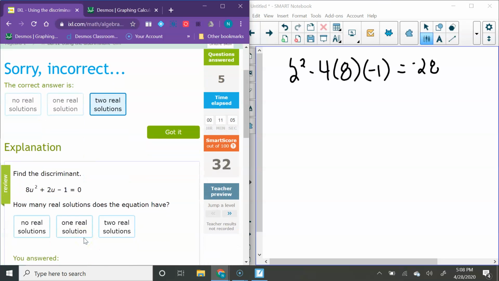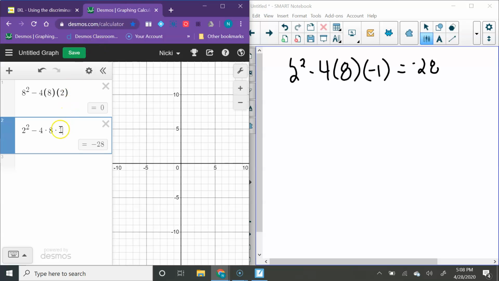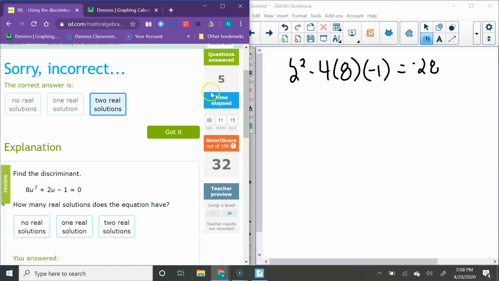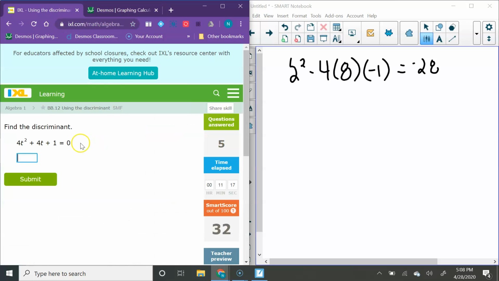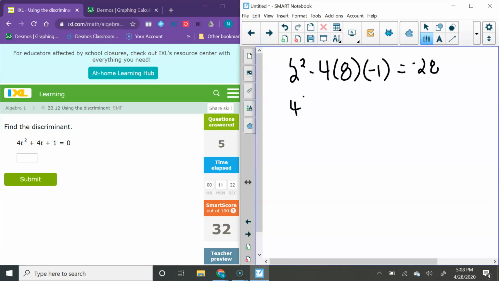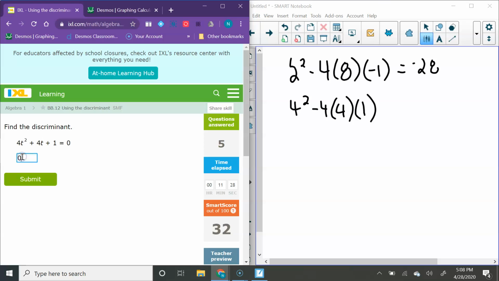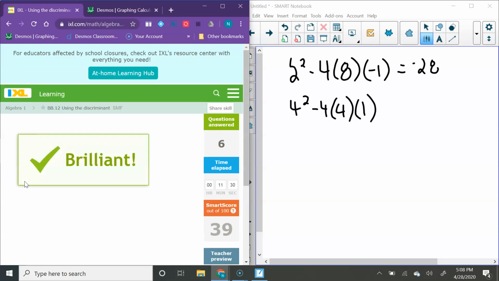Oh, I lost my negative right here. I didn't type it in. If I'd put that negative right there, I'd get a +36, which would be two real solutions. So, oops. We got it now. It's going to ask me a discriminant again real quick. So, 4 squared minus 4 times 1. That's going to be 0. Know that one right away.